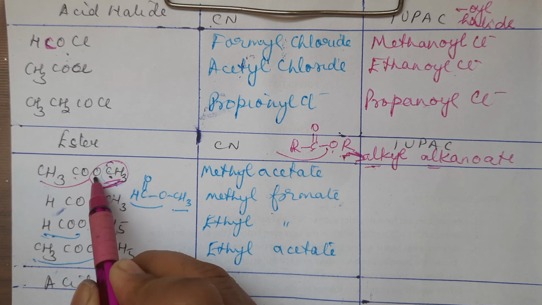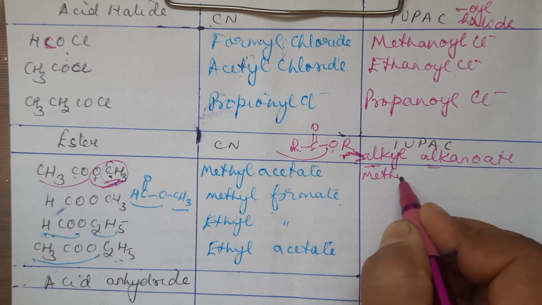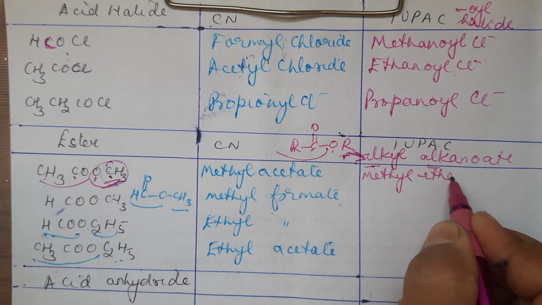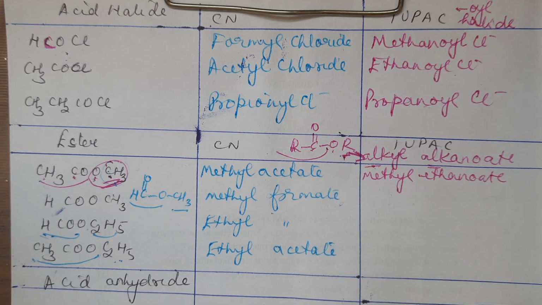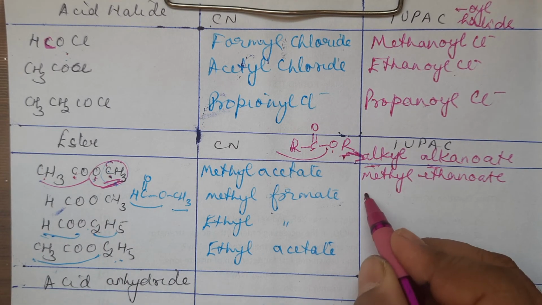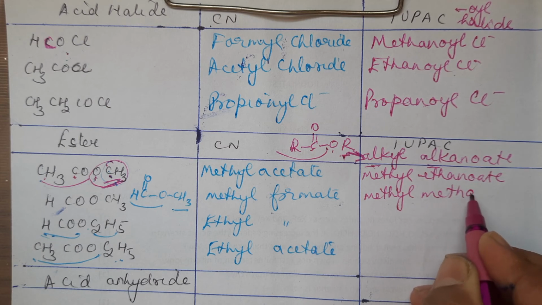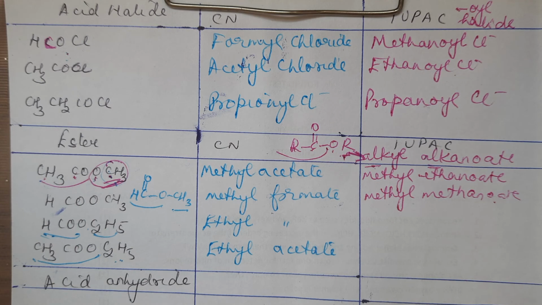This is methyl attached to O, so it is methyl. And what about the remaining two carbon atoms? Eth, then anoate. Okay, methyl ethanoate. This is the IUPAC name. Now you check here. Methyl attached to O, so methyl, and this side also one carbon atom, so methanoate. Methyl methanoate. Either side you are having one carbon atom. Okay, right.